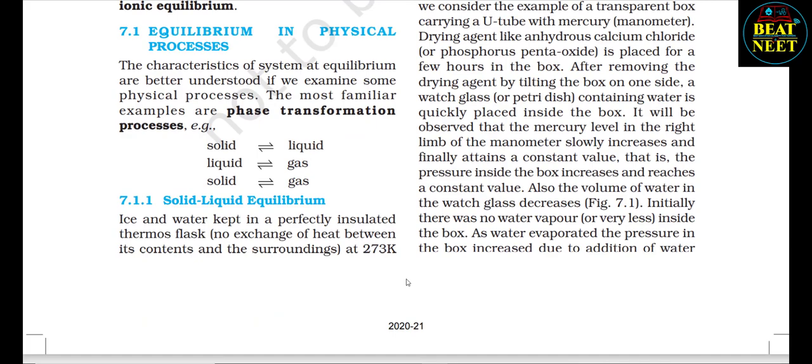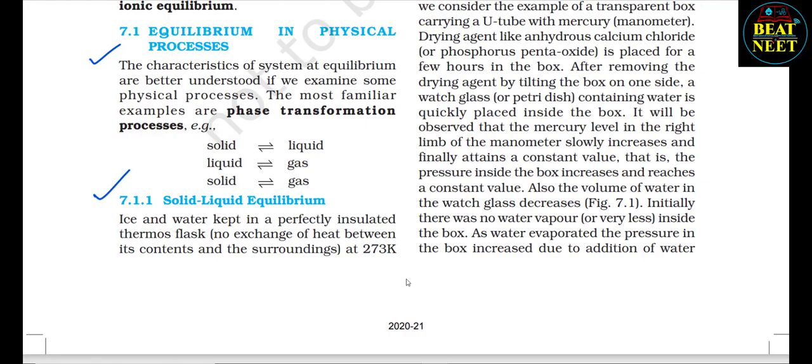7.1 Equilibrium in physical processes. The characteristics of a system at equilibrium are better understood if we examine some physical processes. The most familiar examples are phase transformation processes, for example solid to liquid, liquid to gas, solid to gas, and vice versa.